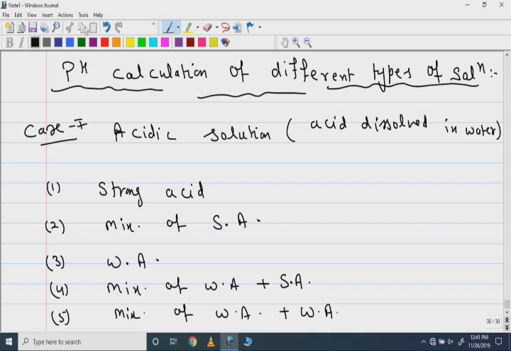The important point: here the common ion effect will be observed. Means we will have the common ion effect as well in cases number 4 and 5. Copy and then confirm.